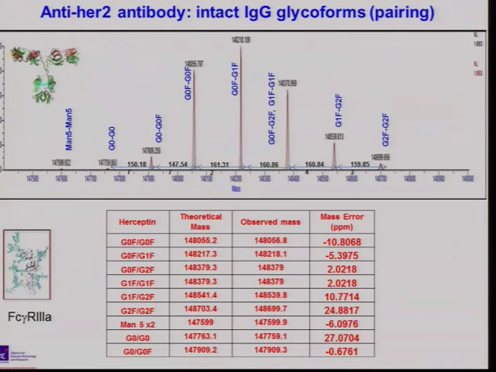Now this is important because IgG has 2 glycans. Please, 2 glycans. You would be amazed how many reviews you read where they say IgG has 1 sugar. So it has 2 sugars, 1 on each heavy chain. And these heavy chains are identical.